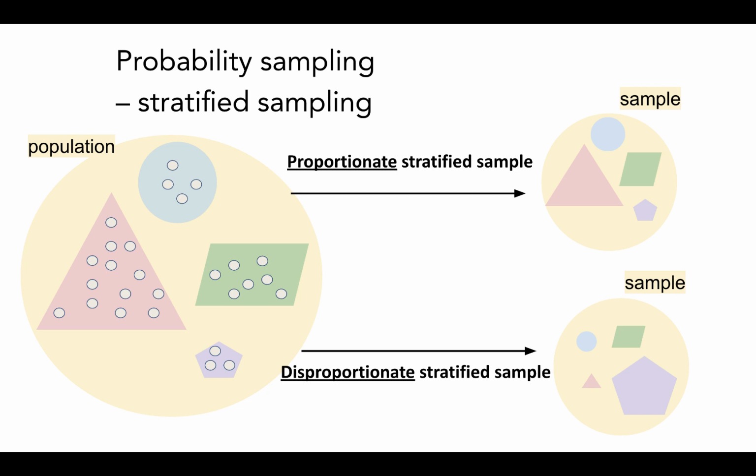Disproportionate stratified sampling means that you intentionally disrespect these proportions. So as you can see, the triangle people, the pink triangle, are not represented much at all. So you have a very small sample of those people in the pink triangle, even though in the population they form the majority. Whereas the purple people, even though they're a very small subset of the population, are very represented in a sample. So this is disproportionate stratified sampling.